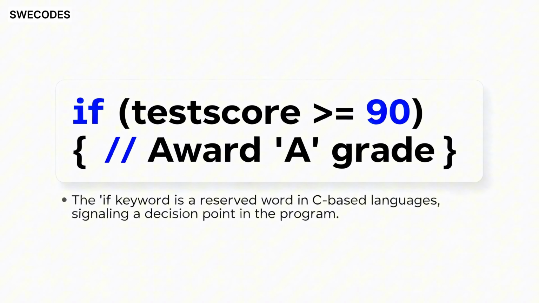It has 3 distinct parts. Step 1, the keyword. If (testScore >= 90). First, the keyword if. This is a reserved word in most C-based languages. When your program sees if, it's a signal. It means stop. A decision needs to be made right here.